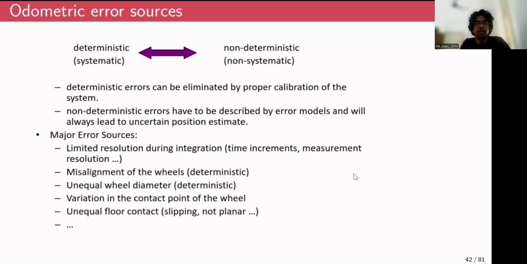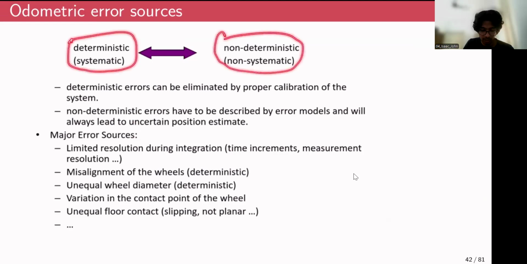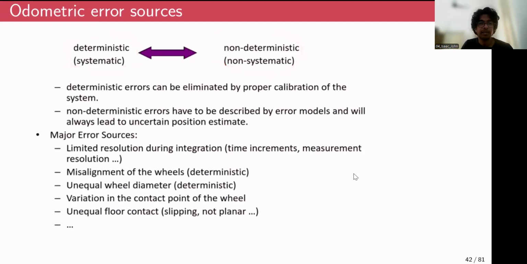And then we have also discussed some of the error sources, or some of the errors which can be detrimental to the planning of mobile robots. So, there are two error sources that we deal with on a regular basis. The first error source is called deterministic, and the second error source is non-deterministic.